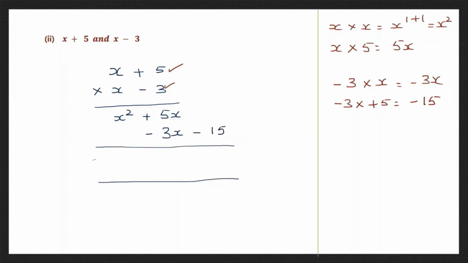So let's work out from the x square column. So here we have x square. Now moving on to the x column, signs are different. Put the sign of the bigger number and subtract. 5 minus 3 is 2, 2x, and this is minus 15. So what's the final answer? X squared plus 2x minus 15.